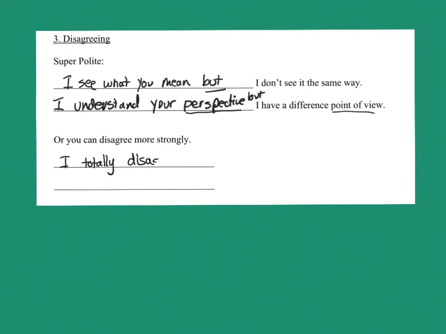It's also possible to disagree more strongly and still be completely polite. You can say, I totally disagree, or I completely disagree. Or you can say, I have a different opinion. This is a stronger disagreement, but it really depends on your delivery, right? If you're respectful and you keep a light tone of voice, you don't sound too angry, you still can disagree with somebody quite strongly, and it's not rude.